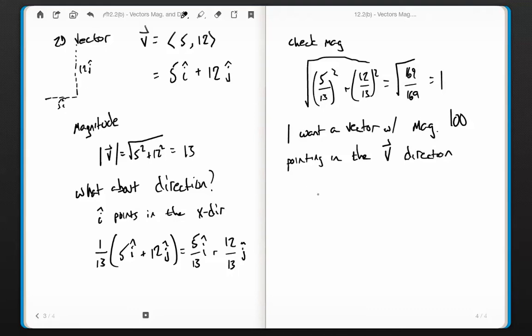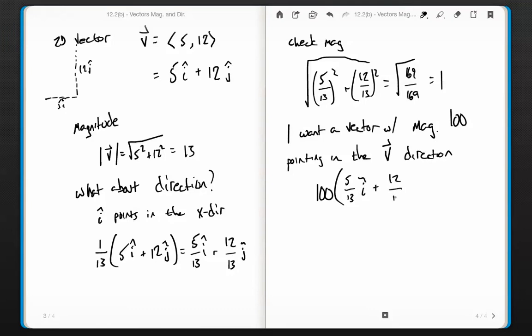Or I could just take my 100 times the unit vector that points in the same direction, 5/13 i plus 12/13 j. Well, I know the magnitude of this. The magnitude of this is 1. So it doesn't really change the direction at all, or the 100. The magnitude of this thing will still be exactly 100, and the direction will be exactly this.